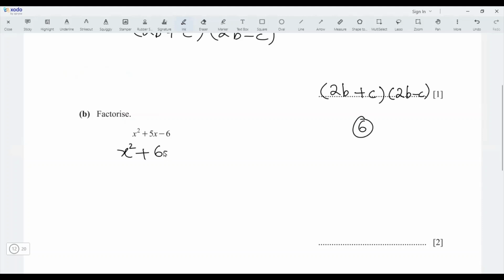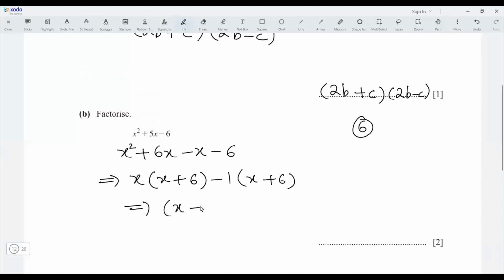We can write 6x and then minus 1x, or we can say just x, it will be fine. So x will be taken as common from the first two terms. It will be x and plus 6. If nothing is common, 1 is taken as common. But if the sign is negative with the third term, we write minus 1 here, and then x, and the fourth term sign will be changed. So x plus 6 will be taken as common, and in the other bracket we write x minus 1. This is the answer for this question.